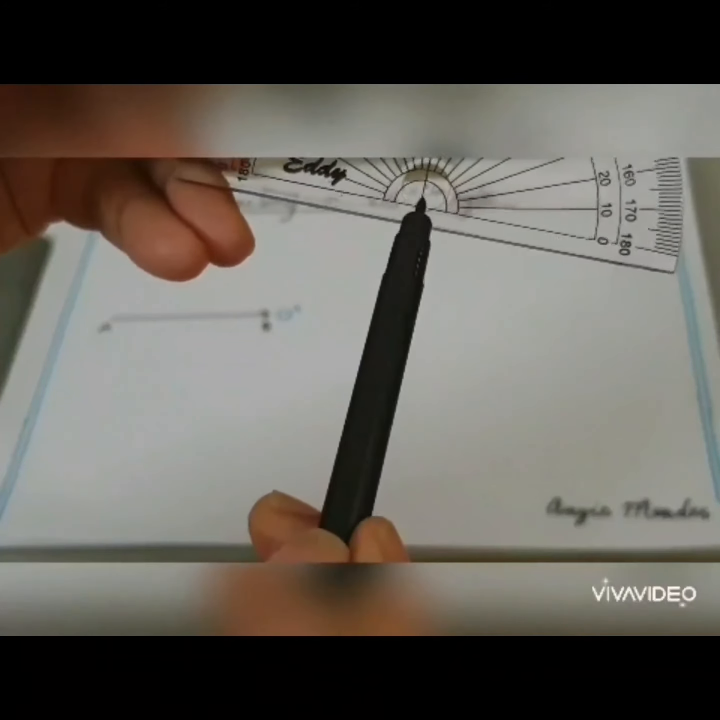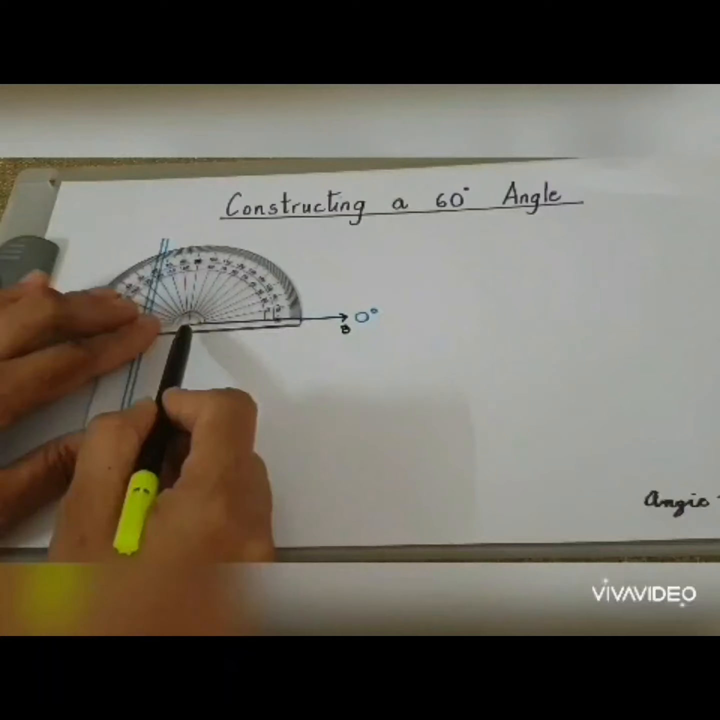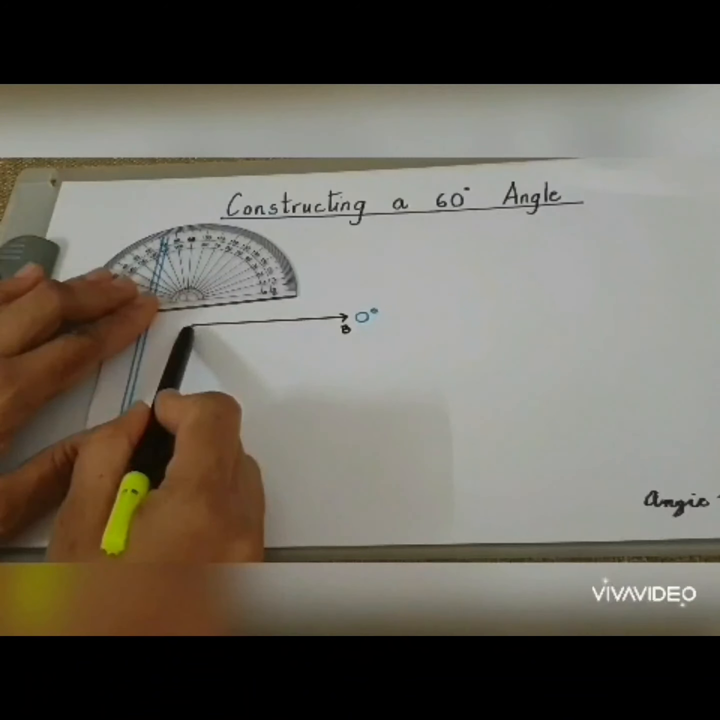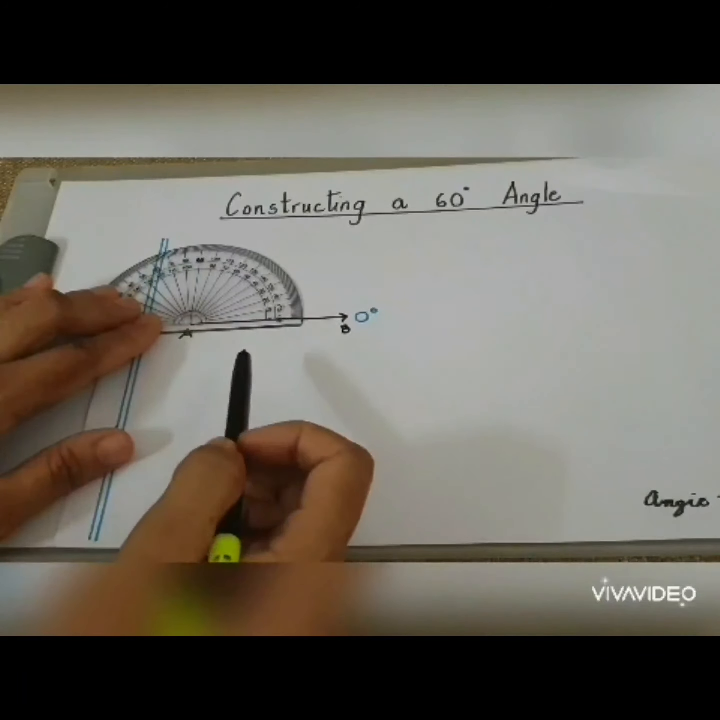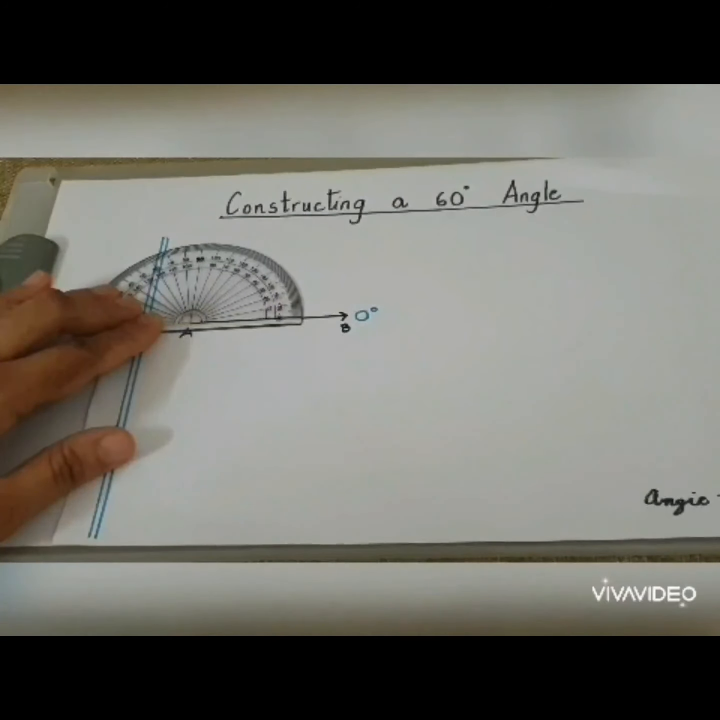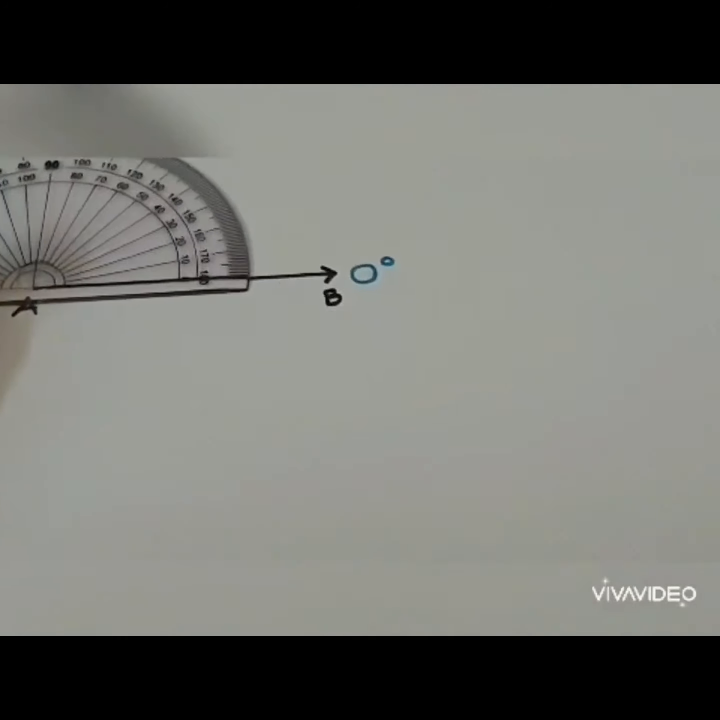Locate the base line and the center point of the protractor. Place the center point of the protractor on point A and the base line should be aligned with the ray AB. Make sure that the base line and the ray are exactly in one line. Since we have written 0 degrees towards your right, we will locate 0 degrees on the protractor. It is written on the inner scale.